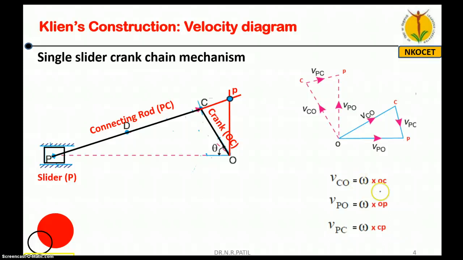Now friends, to find the velocities, these are the vectors, isn't it? Now these vectors you have to measure, and when you measure, you have to multiply it with angular velocity omega: omega into OC, omega into OP, and omega into CP. So this is very important, isn't it? By simply drawing triangle OCP will not give you magnitude of velocity. To find it you have to multiply the vector length with angular velocity omega. So this length into omega will be VPC. So this way you can find.